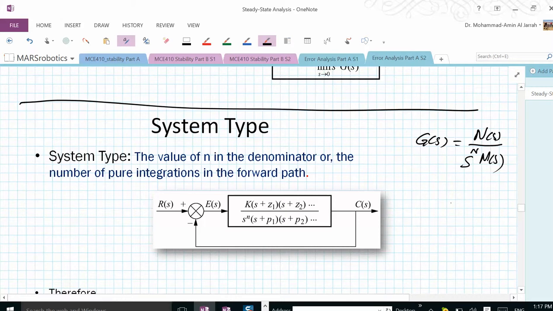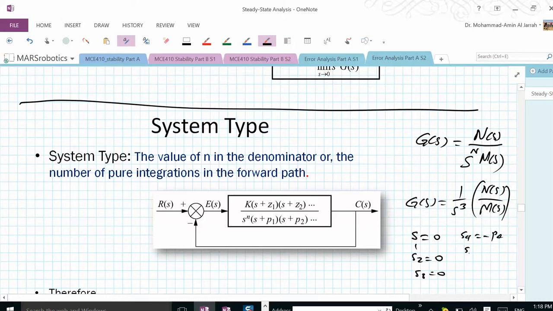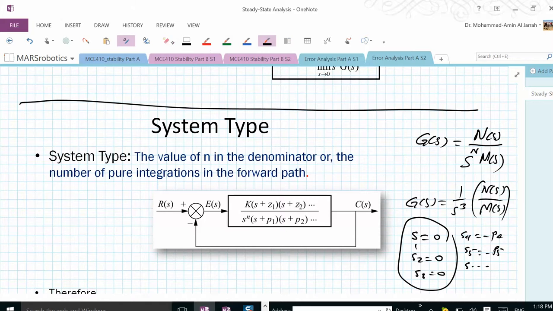When s to the power n, it means that you have n poles at the origin. For example, G(s) equals 1 over s cubed times N(s) over M(s). How many poles at the origin? 3. We have s1 equals 0, s2 equals 0, s3 equals 0, and then s4 equals minus p4, s5 equals minus p5, etc. So the rest are not at the origin. Now, when n equals 0, let me use a small n here.